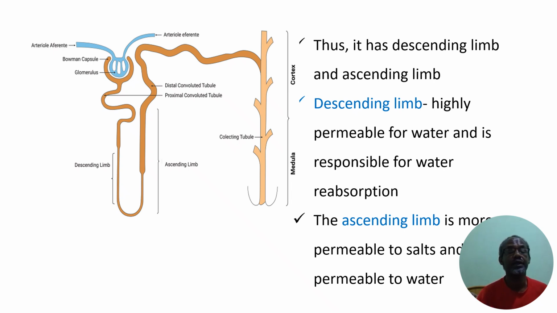You can see this diagram. This is one nephron. You can see the U-shaped part, the ascending and descending limb. The descending limb is highly permeable to water and is responsible for water absorption. The ascending limb is more permeable to salts and less permeable to water. Of course, it's a repetition.